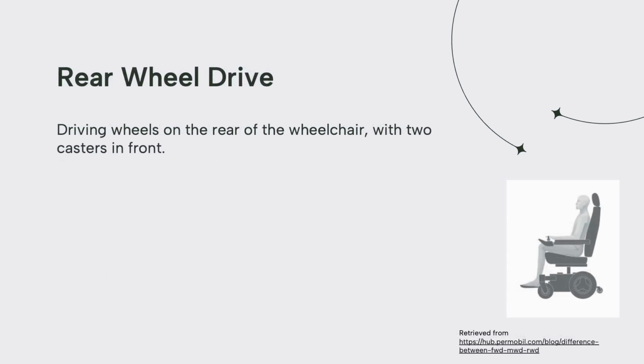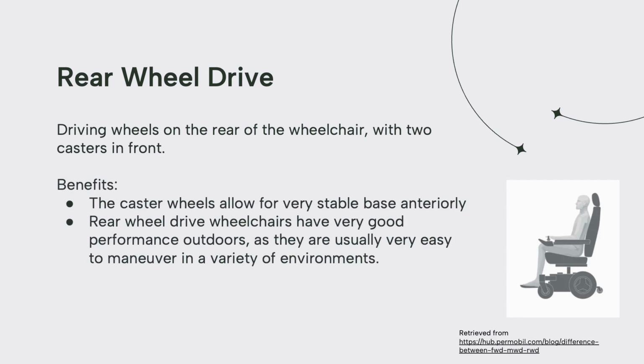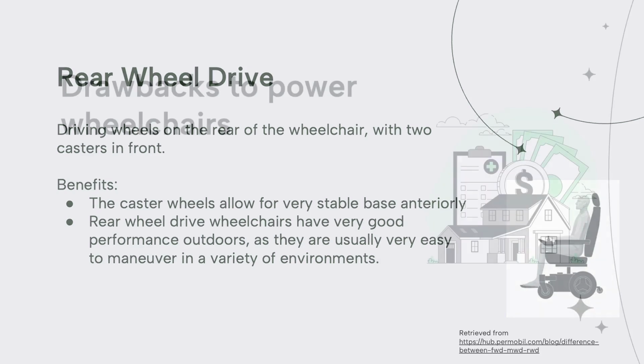Lastly, a rear-wheel drive wheelchair has wheels at the rear of the wheelchair with 2 casters at the front. Its benefits include the fact that having drive wheels in the rear provides a very stable base anteriorly. Additionally, they have good performance outdoors, and they are usually the easiest to maneuver in a variety of environments.